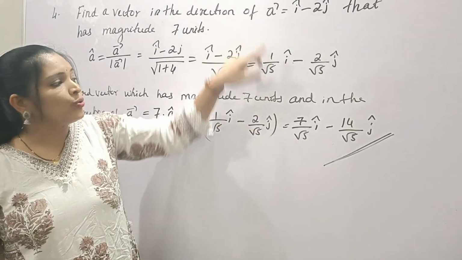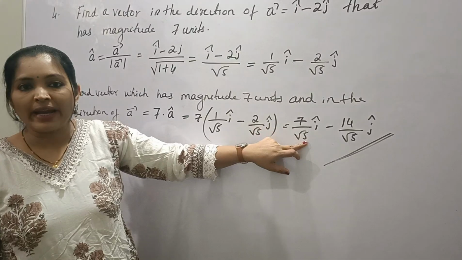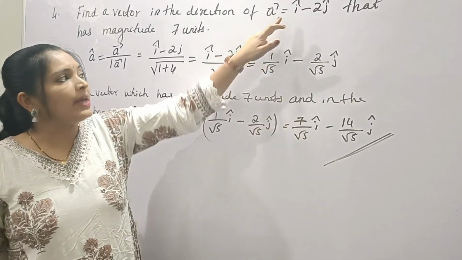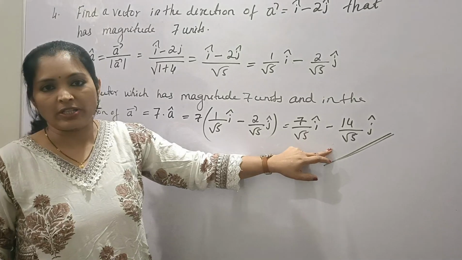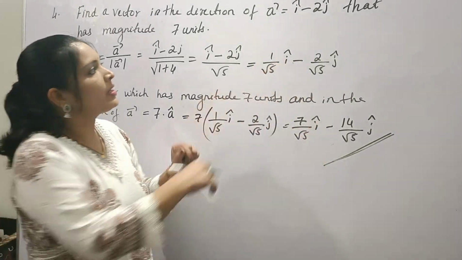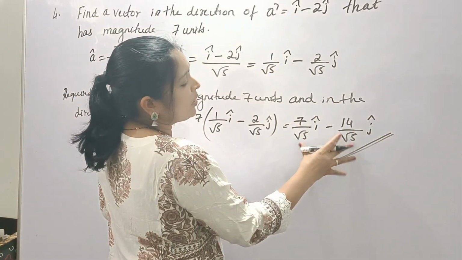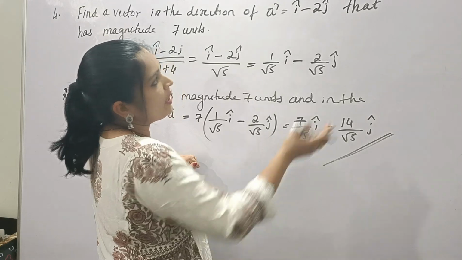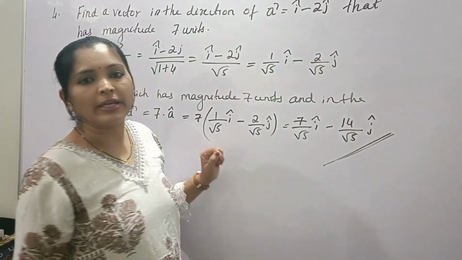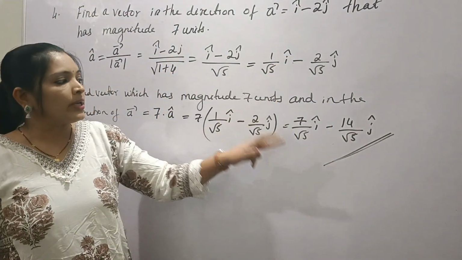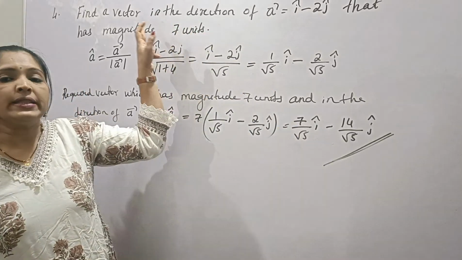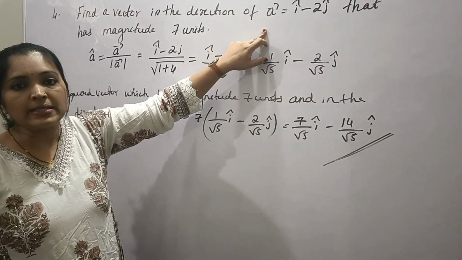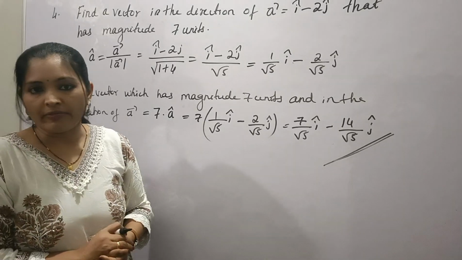See here, these two vectors are parallel vectors, right? We can write it as a scalar multiple of this vector. Take 7 by root 5 outside, you will get the same thing, that is i minus 2j, right? So here these two vectors are parallel vectors. A vector in the direction of this vector means they should be parallel vectors, okay.